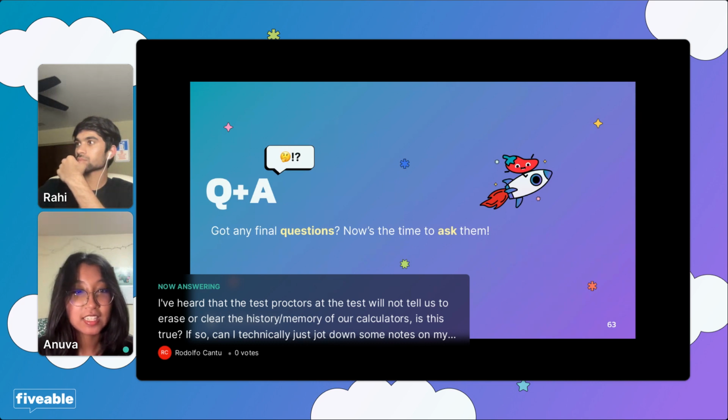Anyways, it says test proctors will not tell us to erase or clear the memory of our calculators. This is true. In my experience, every single test proctor told me to clear my memory, and they would go around and see if it says RAM cleared. I personally would not try it. I don't think it's worth getting your AP exam score canceled if they somehow figure out that you're doing that. And it's cheating.